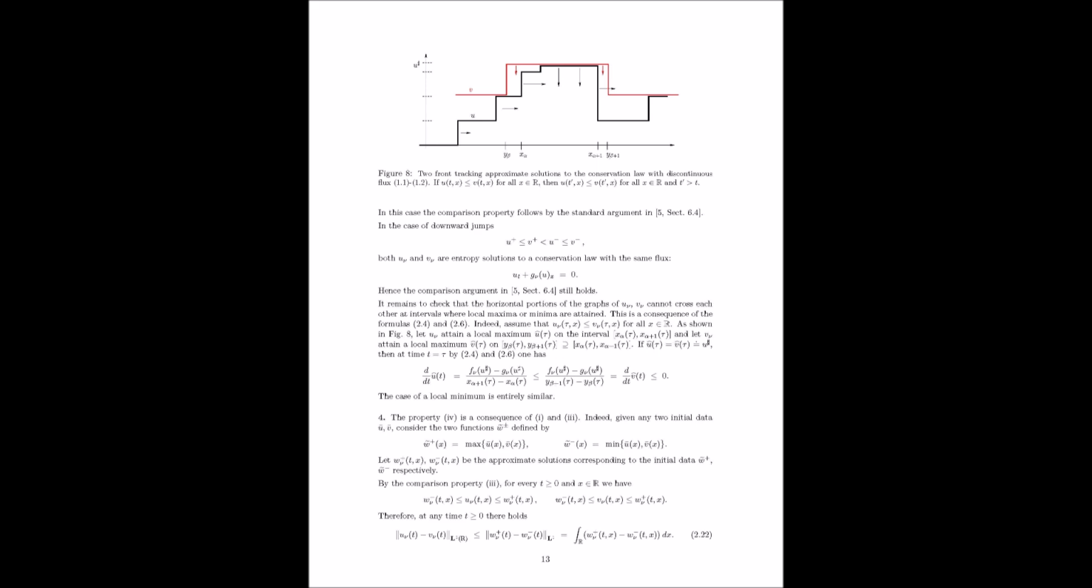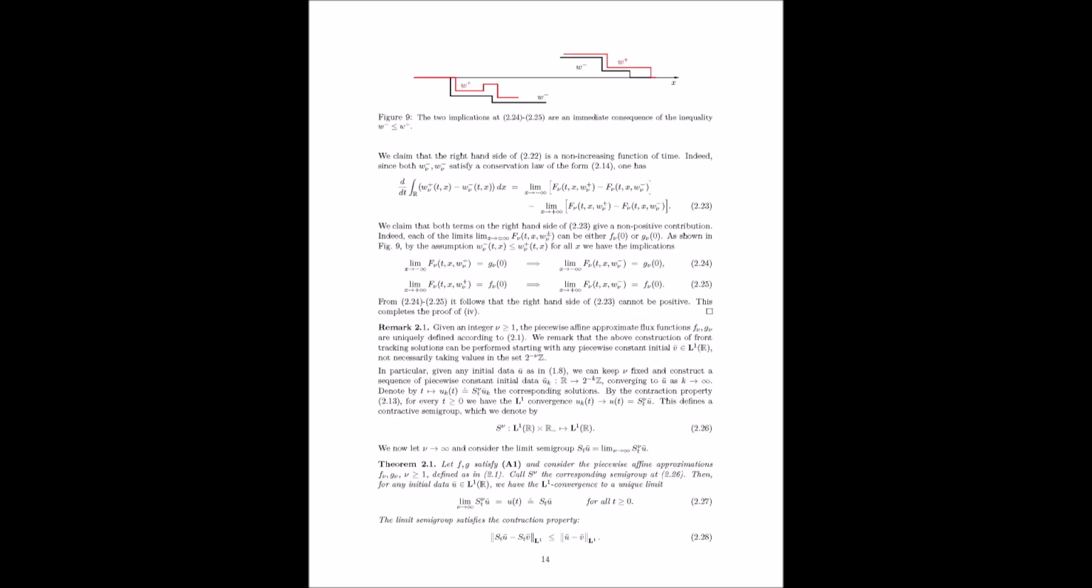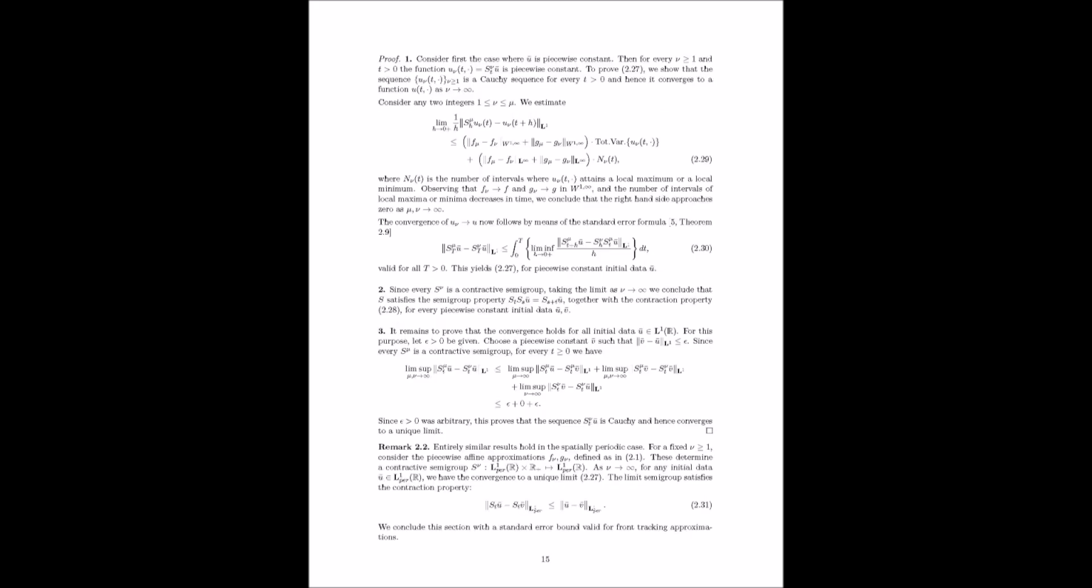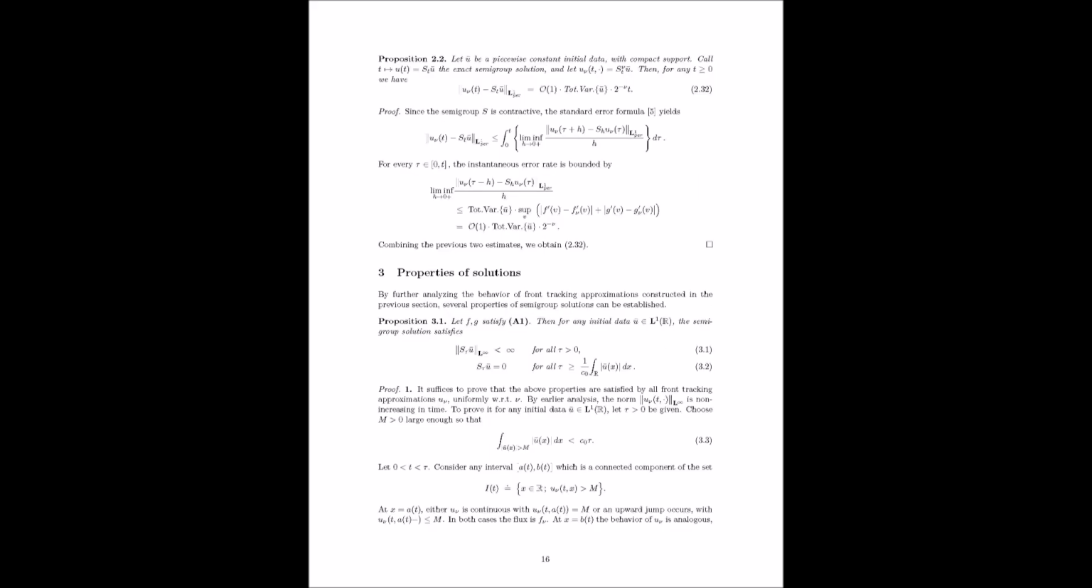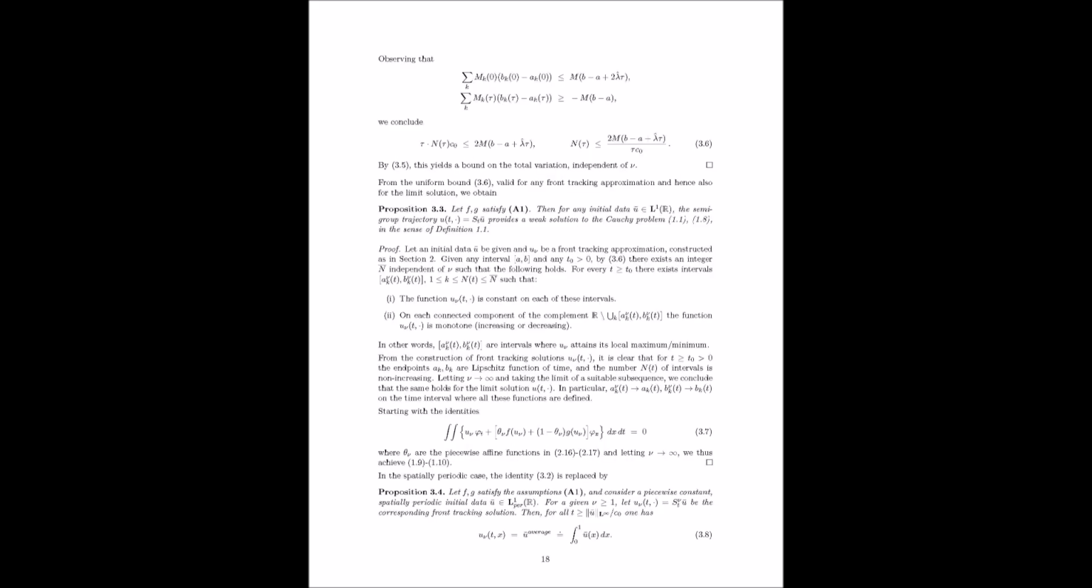Definition 1.1 on page 1 lays out the precise requirements. It looks pretty technical. What are the key takeaways? The key points are that a weak solution must be continuous in L1 loc, meaning its integral over any bounded interval is finite. It must also satisfy equation 1.10 for all smooth test functions with compact support. This equation essentially captures the conservation law in an integrated form.